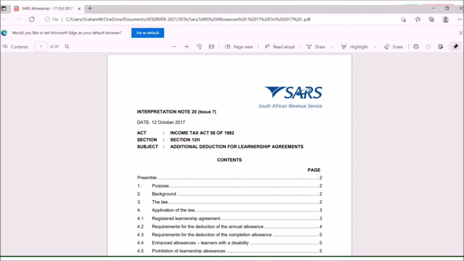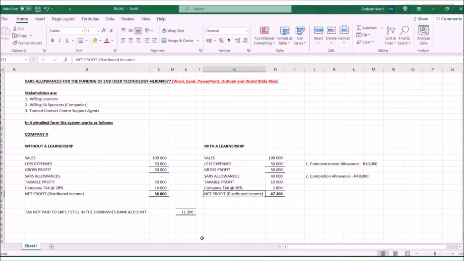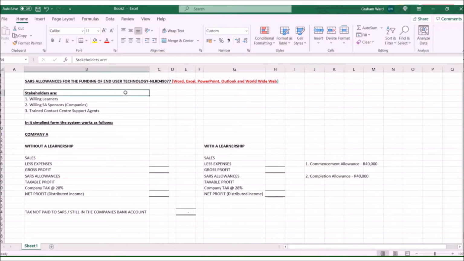So just to give you an idea how this would work, let's have a look at this scenario. I'm just going to take out the numbers so that you can have a look at this again. Let's have a look at a company. The idea is to try and fund learners who have not been exposed to computers and to brush up their computer skills. These are for a learnership called End User Technology. It's an NQF level 3 learnership. It basically empowers learners to do Word, Excel, PowerPoint, Outlook, and World Wide Web at a beginner, intermediate, and advanced level.